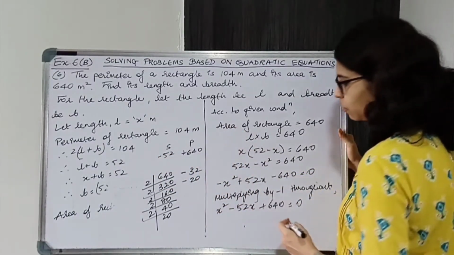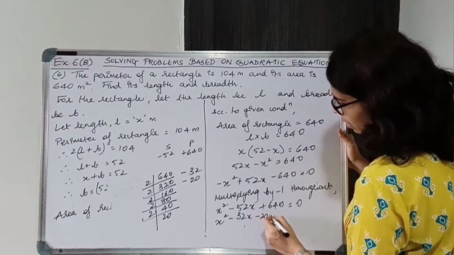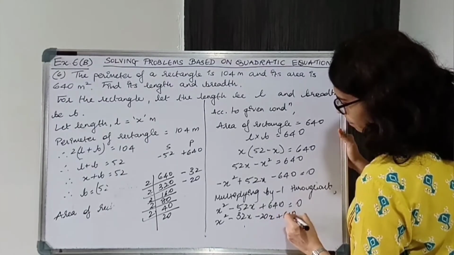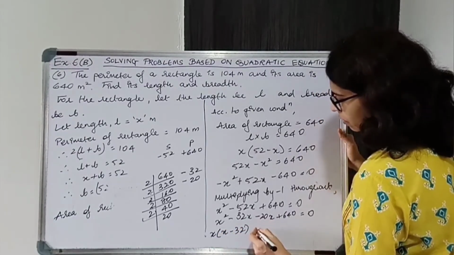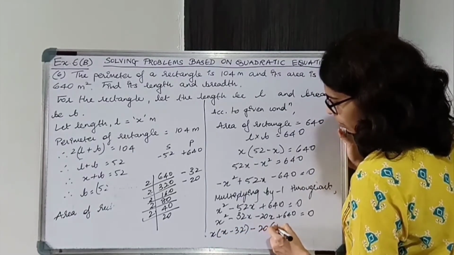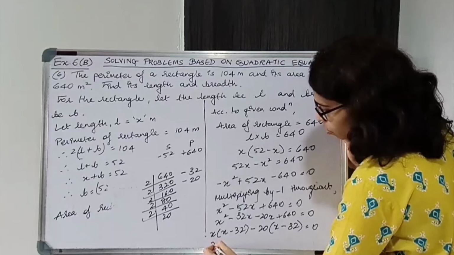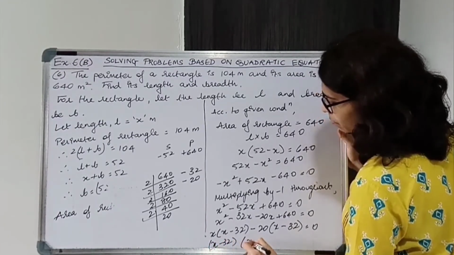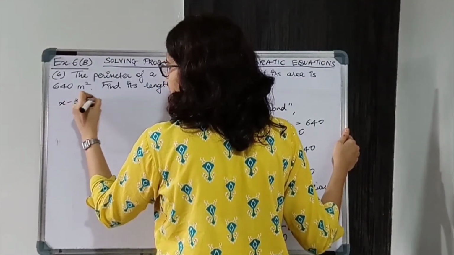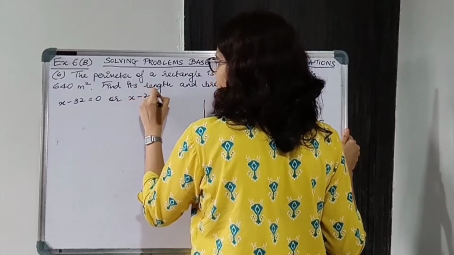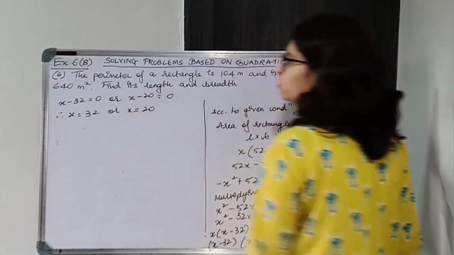product is 640. Okay, so x square minus 32x minus 20x plus 640 is equal to 0. So taking x common, x minus 32, here we will take minus 20 common, this will become positive, this becomes negative. 20 into 32, so x minus 32 into x minus 20 is equal to 0. Okay, so x minus 32 is equal to 0 or x minus 20 is equal to 0, therefore x is equal to 32 or x is equal to 20.